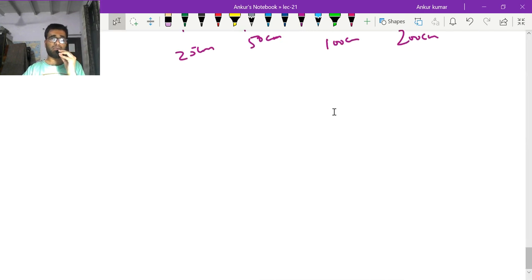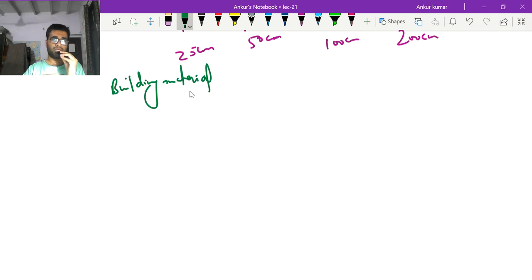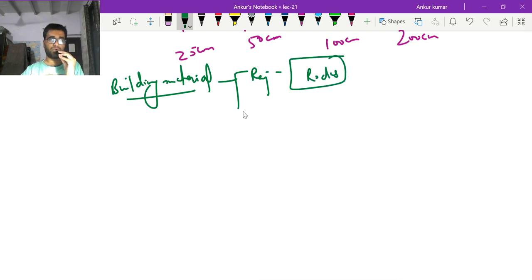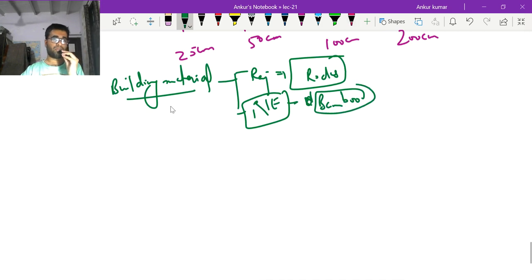Similarly, the building material again influences the houses. For example, in Rajasthan the main building material is rock, so houses are generally made of rocks. But in the northeast region, the houses are mainly made of bamboo. So this is how the building material affects the houses.